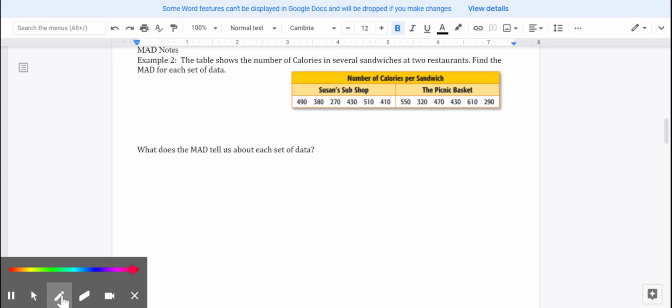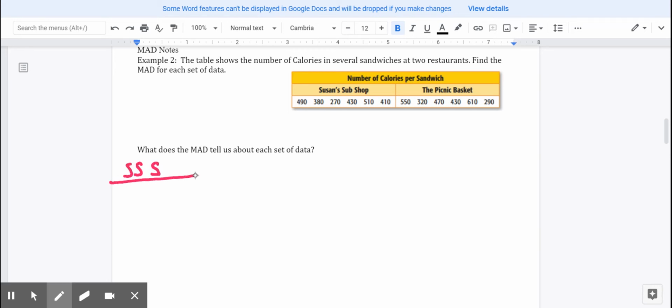For this next example, they're asking me to compare the calories in several sandwiches at two different restaurants. And so we're finding the MAD for each. So what I'm going to need to do is create this table for Susan's sub shop and also create the table for the picnic basket. So I'm just going to do this here in Susan's sub shop. I'm going to list my data points.